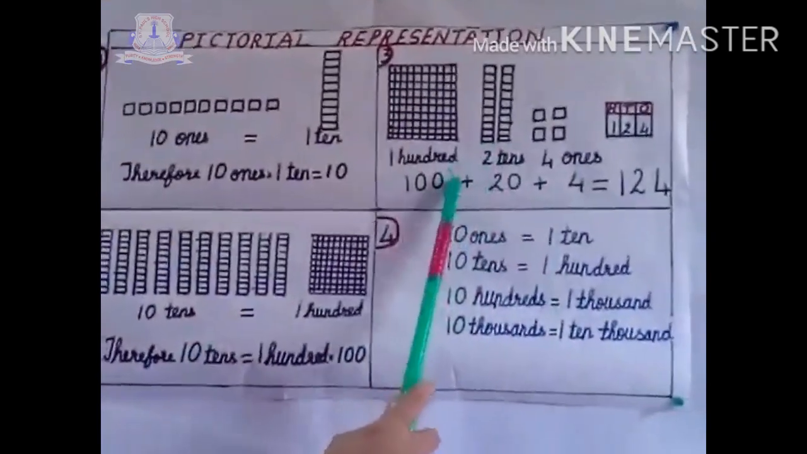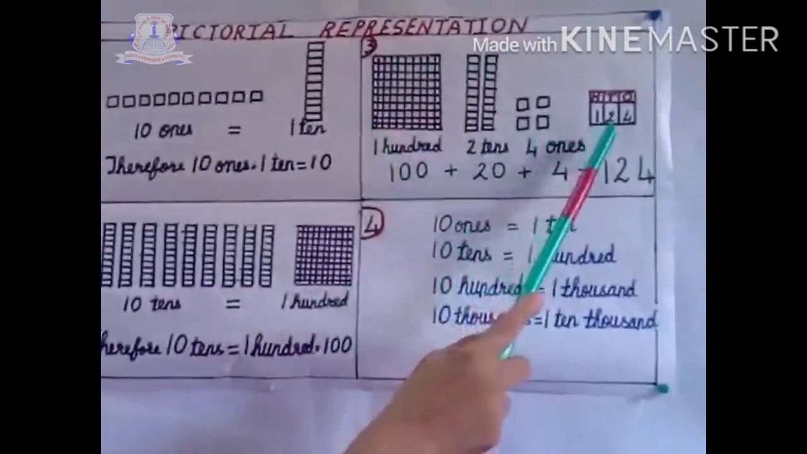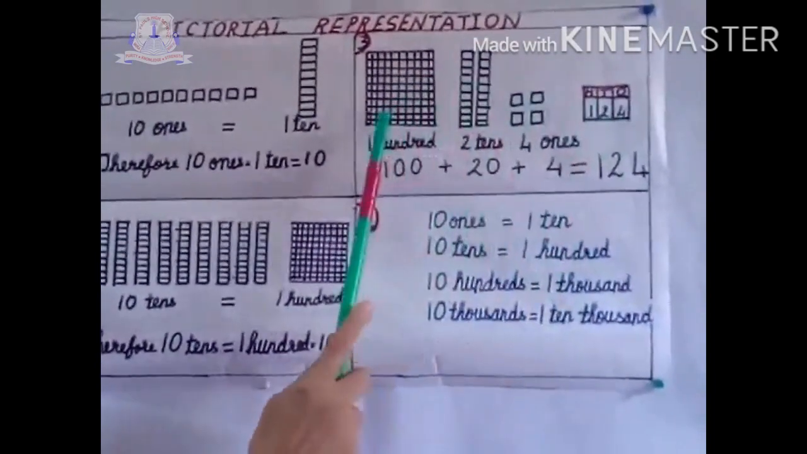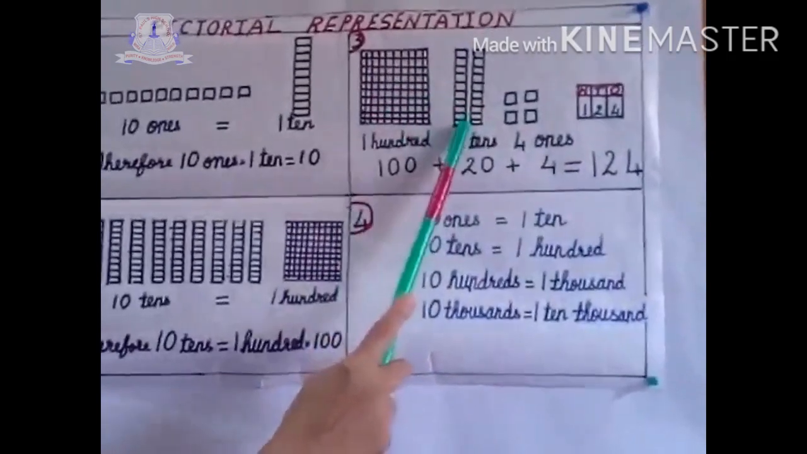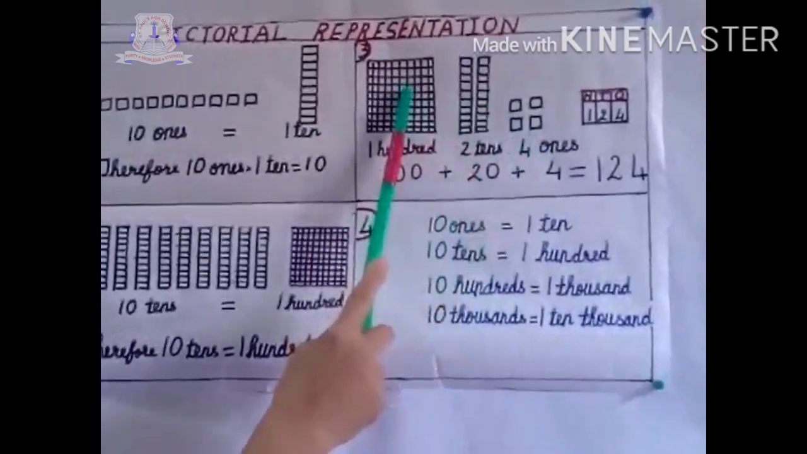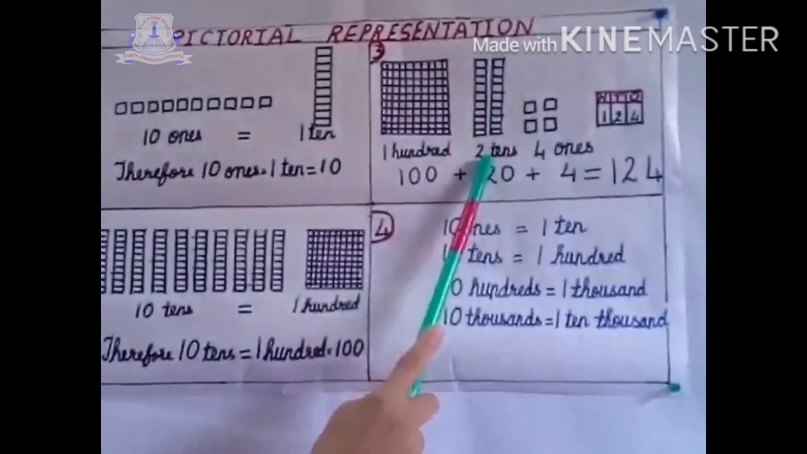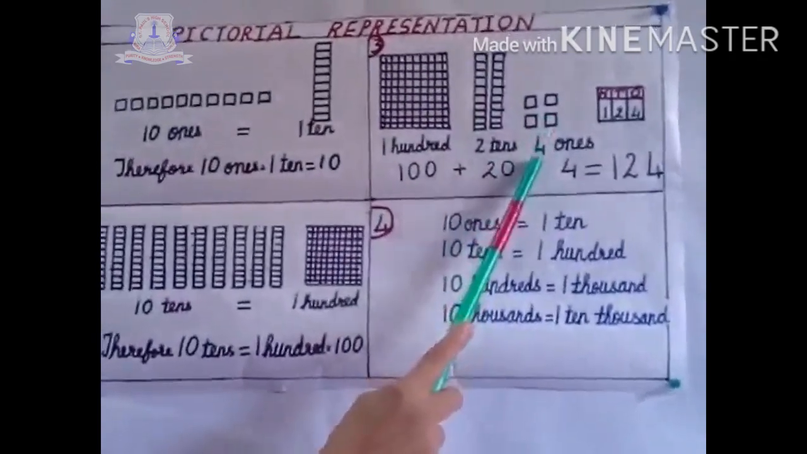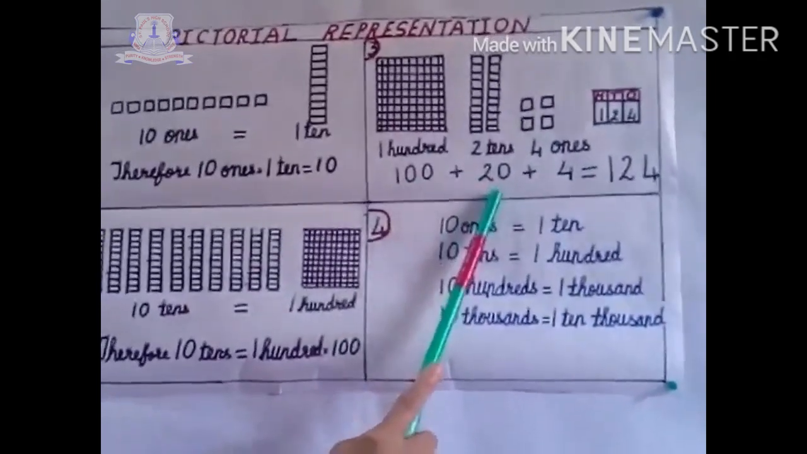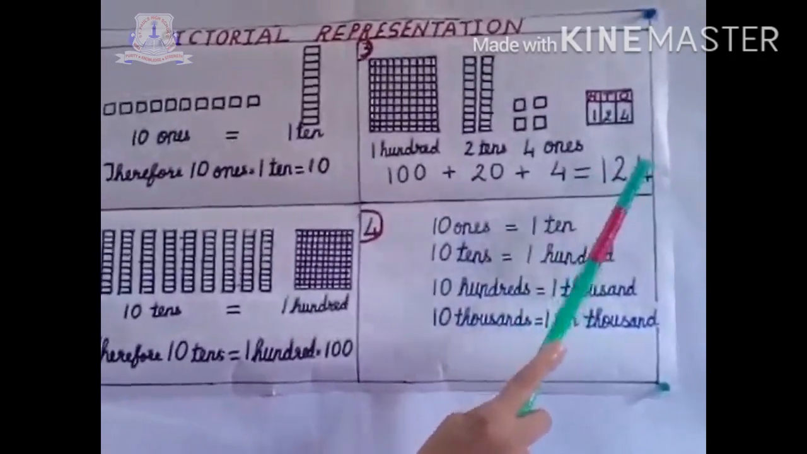Now look at the third picture, children. This is the pictorial representation of the number 124. Here you have 1 flat, 2 rods, 4 cubes. So this 1 flat is 100. 2 rods is 2 tens. 4 cubes is 4 ones. That is 100 plus 20 plus 4. That is equal to 124.